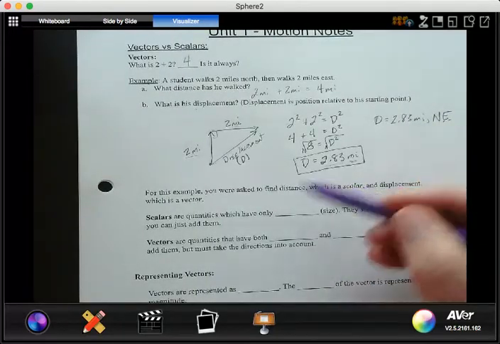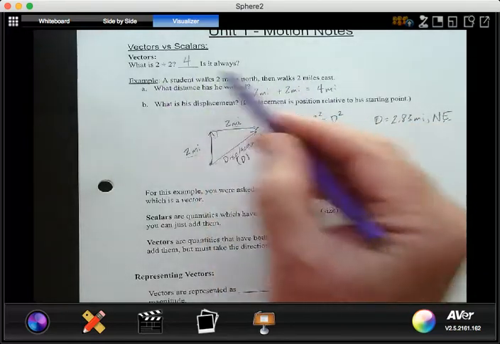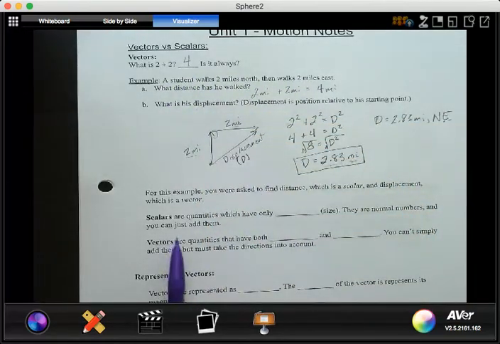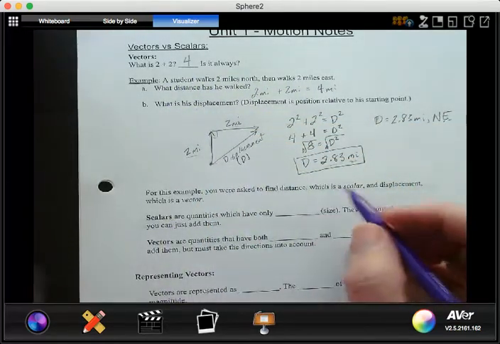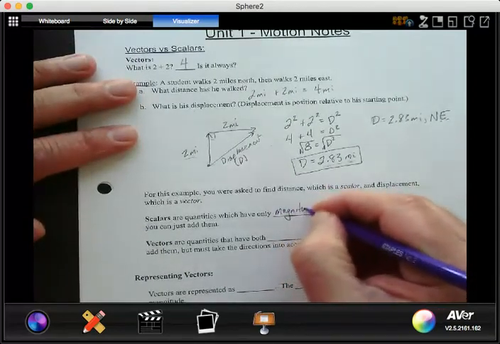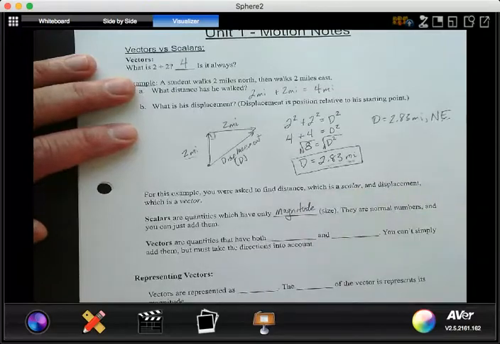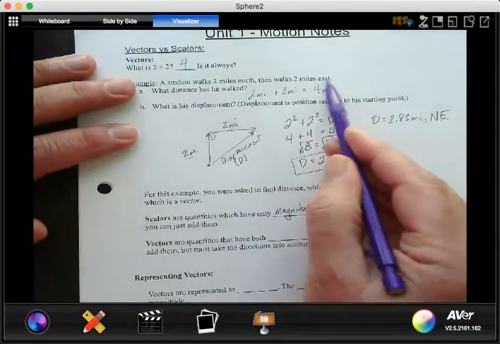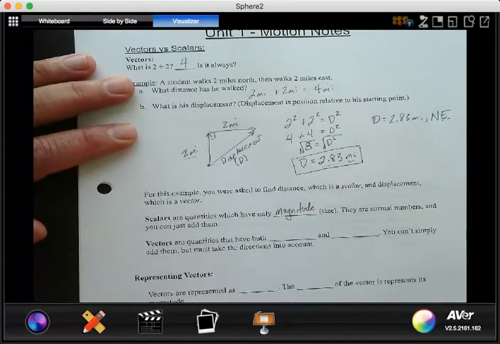So in this example, up here we found distance. And distance is a scalar. Scalars are quantities which have only magnitude. And magnitude is just a fancy word for size. So this just has a magnitude of 4 miles. Okay, and so they're just normal numbers. All the numbers you've been dealing with all your life are just scalars.